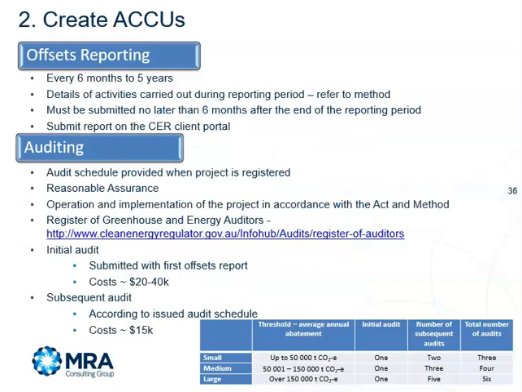You need to regularly report on your project to the Clean Energy Regulator with offsets reports. An offsets report must cover a reporting period of between 6 months and 5 years and must list the details of the activities carried out during the reporting period and the achieved sequestration. Reports must be submitted no later than 6 months after the end of a reporting period onto the CER client portal.